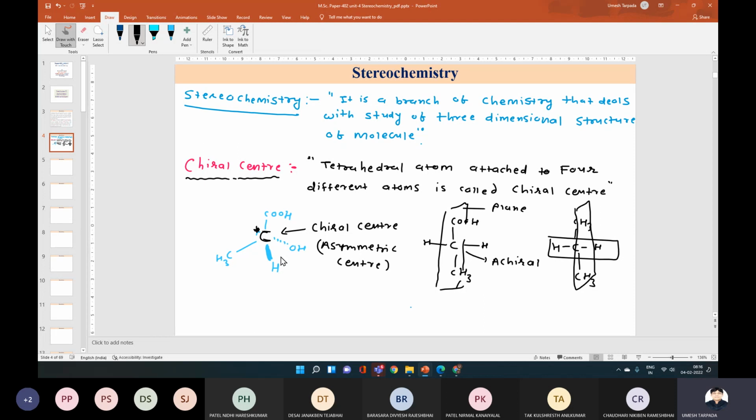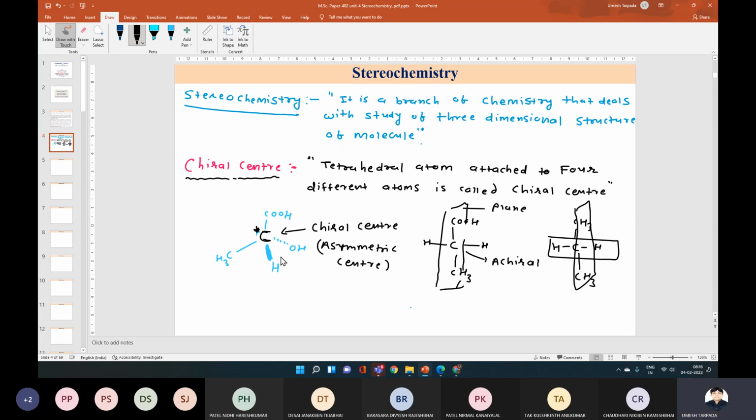The molecule should be asymmetric, then it is chiral, otherwise it is not chiral. And for asymmetry you cannot have a square planar arrangement. The arrangement has to be tetrahedral. That is required.